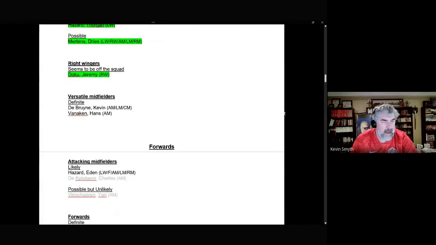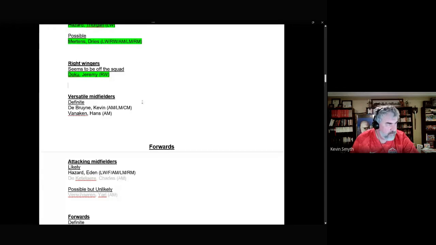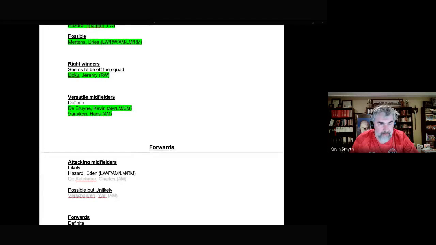Jeremy Doku. Okay, and during the full-length podcast, we also kind of created this category of versatile midfielders, and these are for players who play in several positions on the field, usually in the midfield, but they kind of play all over the field. So both of them are definite candidates. It's Kevin De Bruyne and Hans Vanaken. And both of them were selected for the final squad. I guess we don't need to talk about their positions too much, just because their names will come up when we talk about other positions.